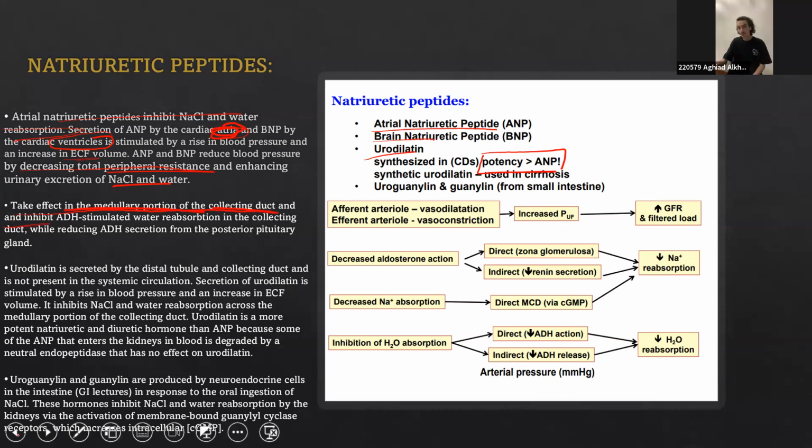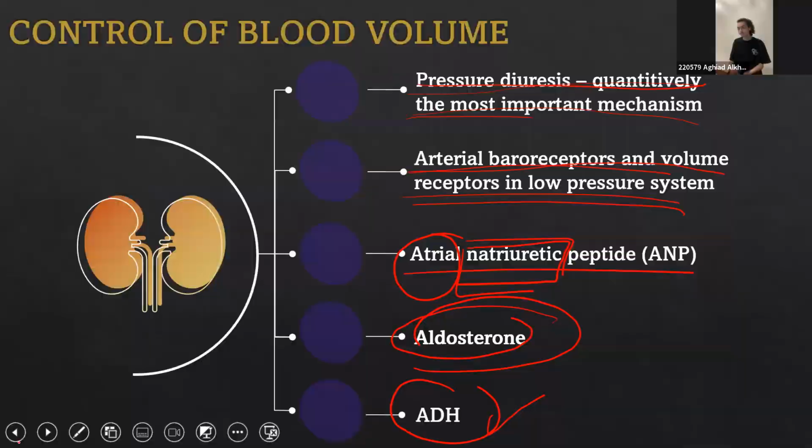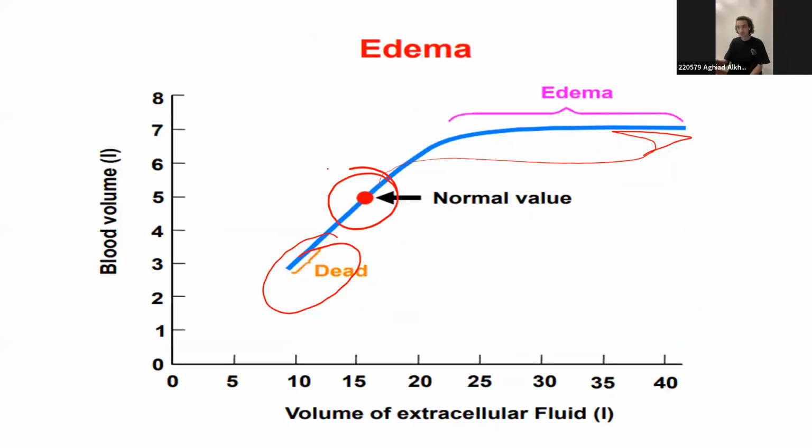Because again, if you remember from this slide, this is the normal value. This is what we want. We don't want too much, else there will be edema, excessive water, or too little, so we don't die, obviously. So here ADH comes into play, and here ANP also can come into play with BNP.